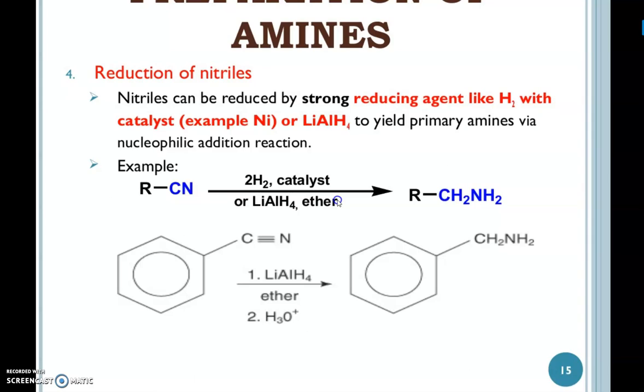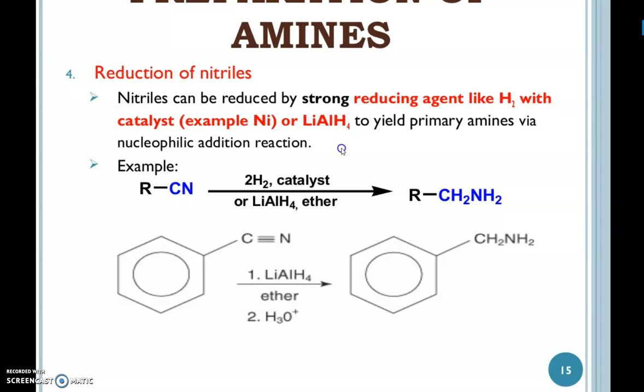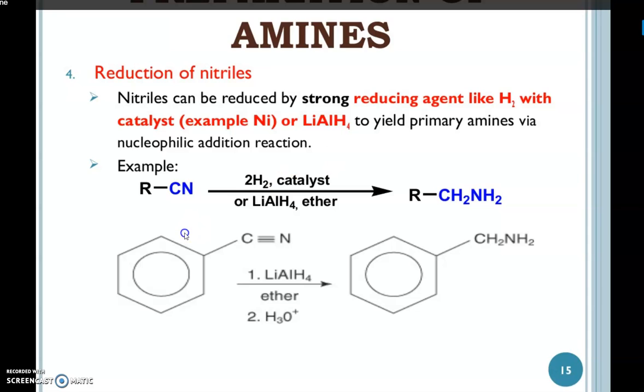Then reduction of nitriles. We have to reduce the nitrile using strong reducing agents like hydrogen in the presence of a nickel or Raney nickel catalyst, and reducing agents such as lithium aluminum hydride, to yield primary amines. The main mechanism is nucleophilic addition reaction. We know what nucleophilic addition is. Here you can see the cyanide is replaced by our alkyl amine.